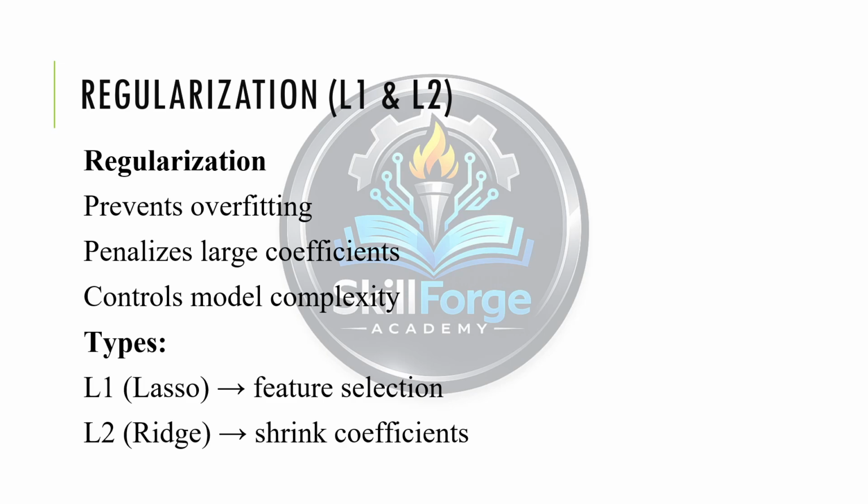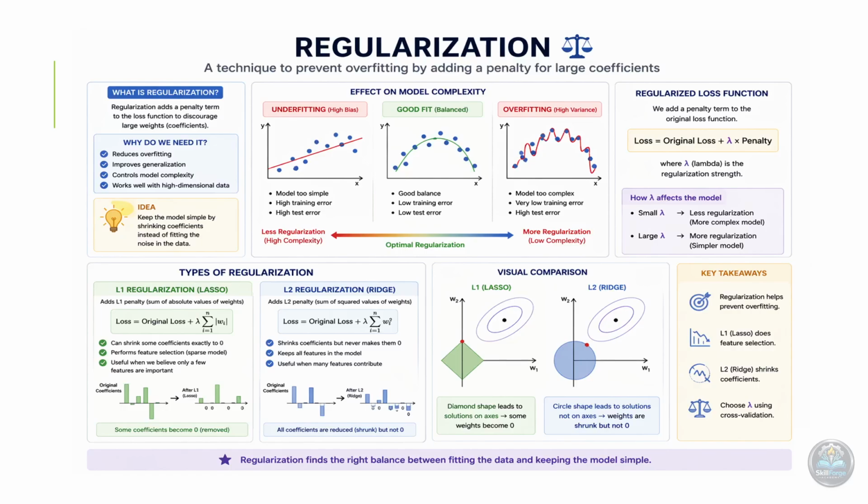So regularization helps prevent overfitting by controlling the model's complexity. Okay, it works by adding a penalty to large coefficients. There are two main types, that is L1 regularization, also called lasso, which can shrink some coefficients to 0, which means it performs feature selection. Then we have L2 regularization, also called ridge, which reduces the magnitude of coefficients but keeps all the features. So regularization helps build simpler and more generalizable models. So L1 selects features, L2 shrinks the weights. Okay, in the next slide we will discuss it in more detail.